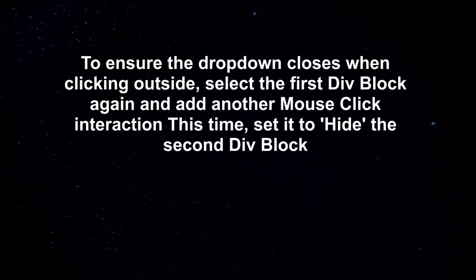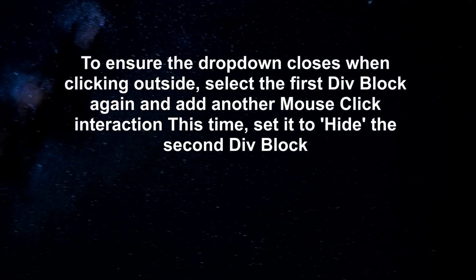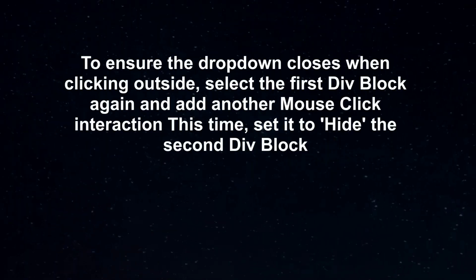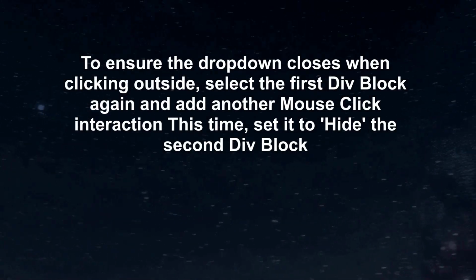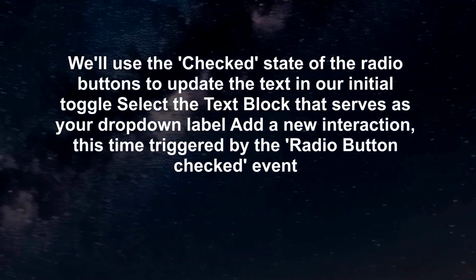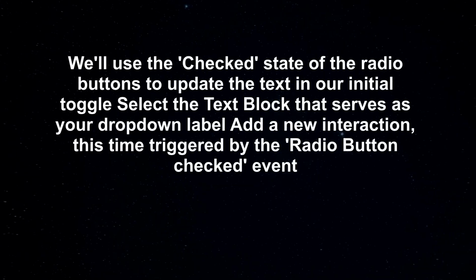To ensure the dropdown closes when clicking outside, select the first div block again and add another mouse click interaction. This time, set it to hide the second div block. We'll use the checked state of the radio buttons to update the text in our initial toggle.